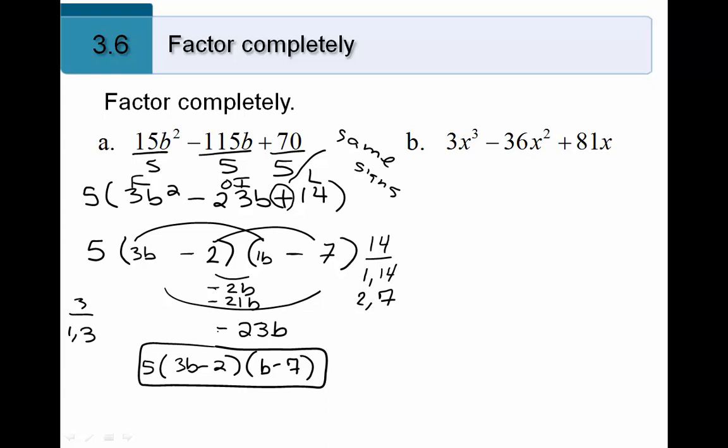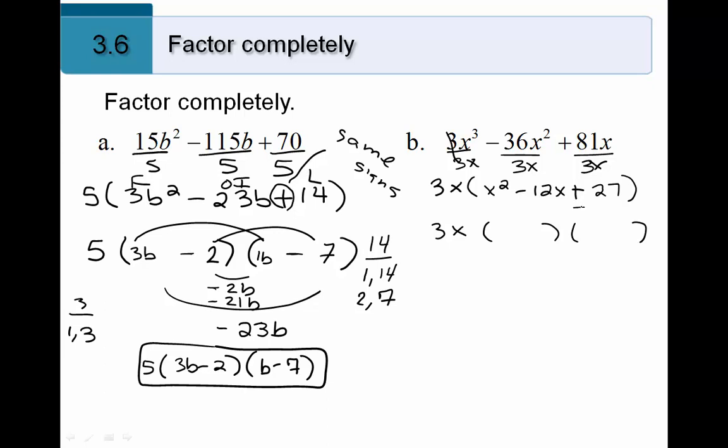Alright, let's look at b. We'll look for a GCF. It looks like we can factor out a 3x. When I factor out a 3x, I'm left with x squared minus 12x plus 27. Now I will factor my trinomial. I notice this is positive, so my signs will be the same. I'll circle it so it doesn't look like I put a negative behind there.